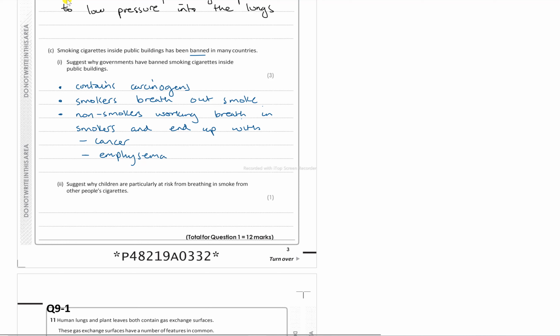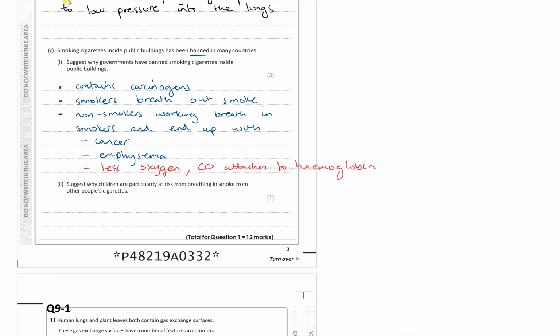What they've also said is, so that means that there's less oxygen because the carbon monoxide attaches to the hemoglobin.